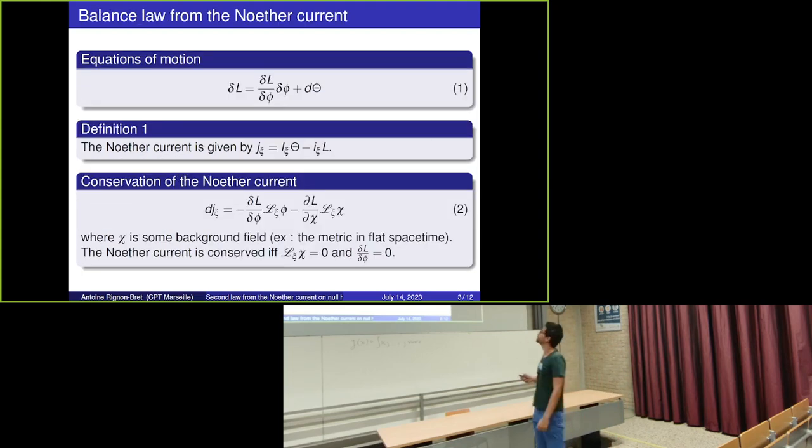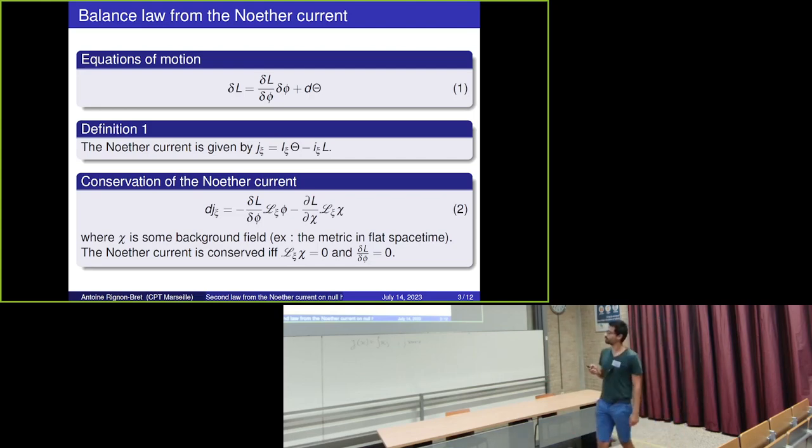So first, before coming to the heart of the matter, we have to review the construction of the Noether charge and the balance law. So first, we have some theory described by some Lagrangian L. We know that when we take the variation of this Lagrangian, we have a sum of two terms, the equations of motion plus a boundary term that is a symplectic potential, and from this symplectic potential and the Lagrangian we can deduce some Noether current, and that is conserved if two conditions are satisfied.